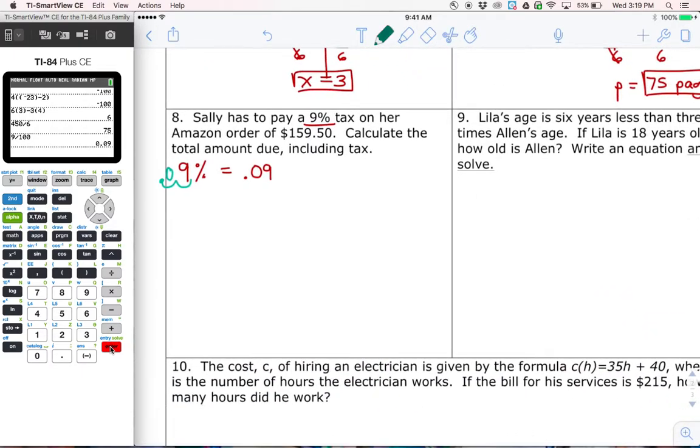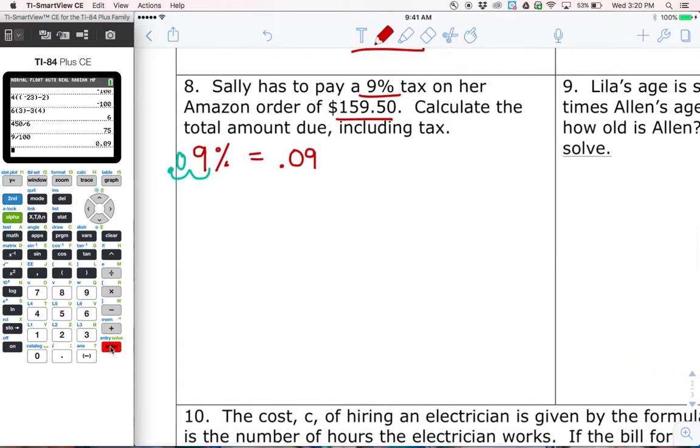All right, so 9% tax on her purchase. Well, her purchase was $159.50. So we know she's going to pay that much, right? $159.50 plus tax, right? Okay, well, how much tax is it? Well, it's 9% of her purchase, so 0.09. Now, we can't just leave it like this because this is just saying to add 9 cents, which we know 9% of this big number is going to be more than 9 cents, right?